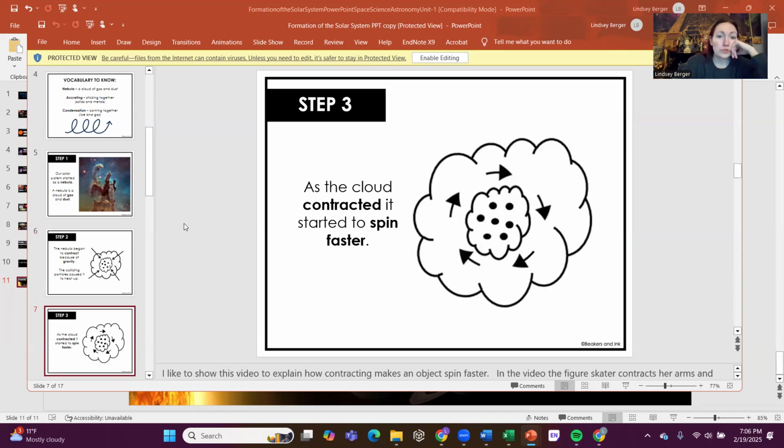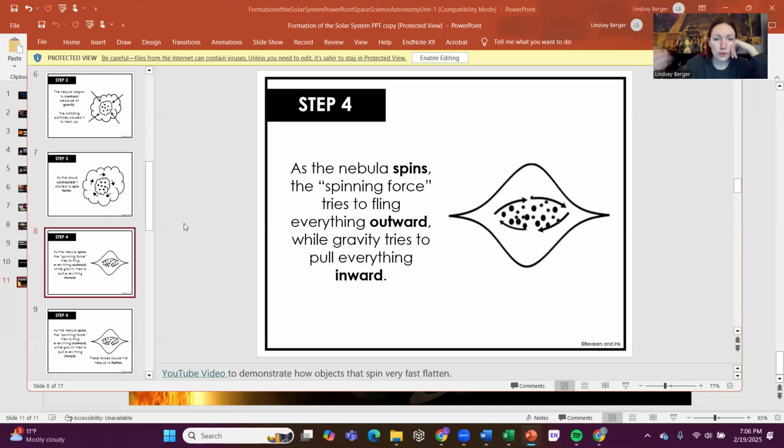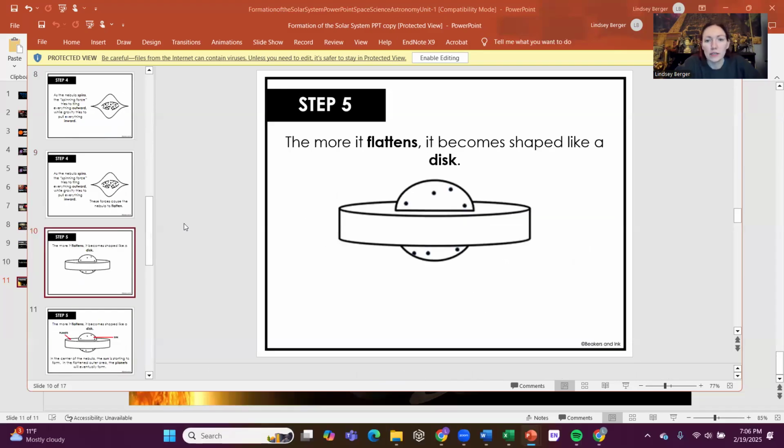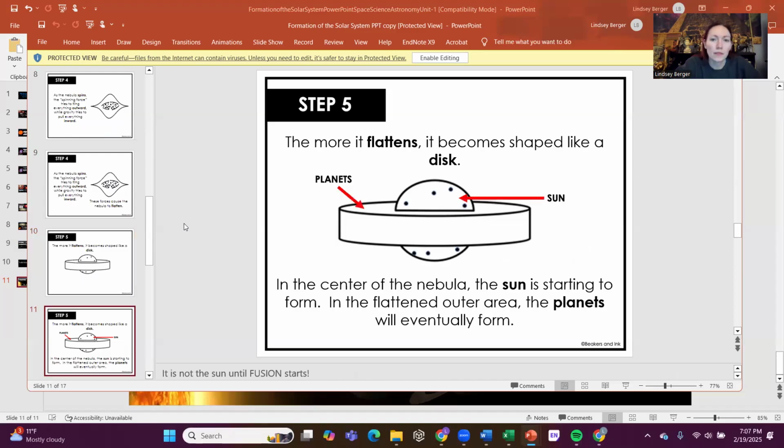Then we're going to start to spin this cloud of stuff that's all running into each other for step 3. Step 4, everything is starting to spin. It's going to try to fling everything outward, but at the same time, gravity in the center is going to say, no, no, no, stay with me. So it's kind of back and forth. That's why we are going to get a flattened shape. Okay, and then we move on to step 5. It starts to look like a disc because it's just flattening and flattening and flattening.